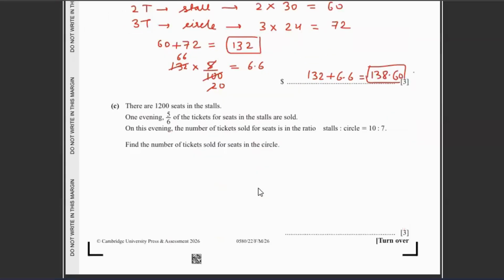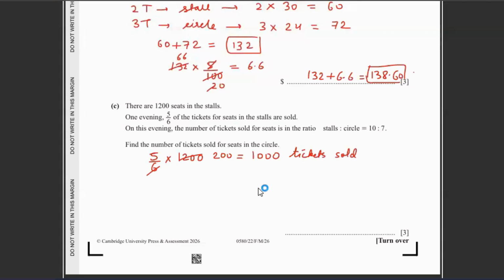There are 1,200 seats in the stall. One evening, 5/6 of the tickets for seats in the stalls are sold, and the number of tickets sold for seats in the stalls and circle is in the ratio 10:7. Find the number of tickets sold for seats in the circle. So the total number of tickets sold in the stalls will be 5 over 6 times 1,200, which is 1,000 tickets sold.